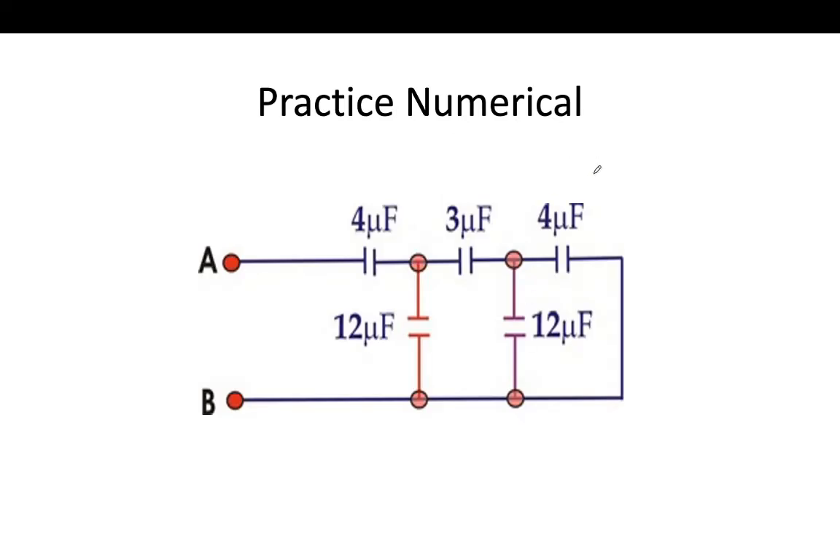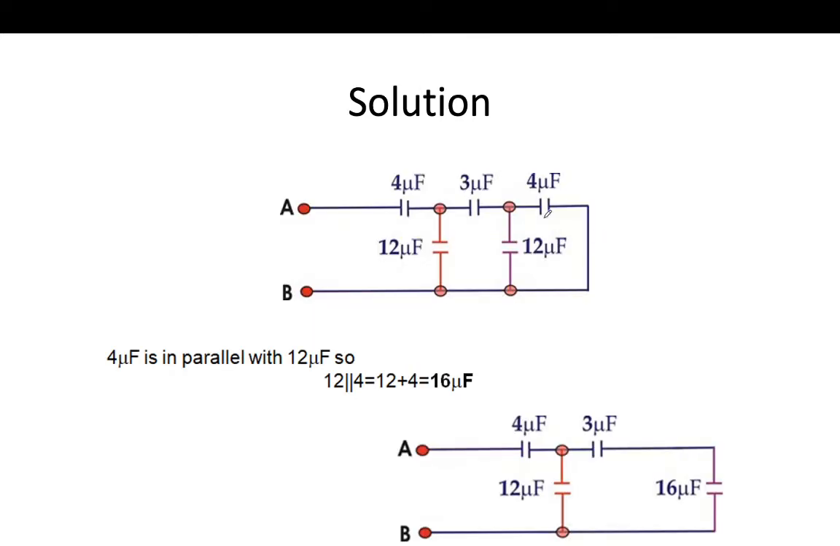So this is one practice example. There are 1, 2, 3, 4, 5 capacitors in this circuit, and these two are parallel and these three are in series. So let's see how we will solve this type of circuit. First of all, let's start with the right side. We have these two capacitors. We start from this side. These two capacitors are in parallel with each other.